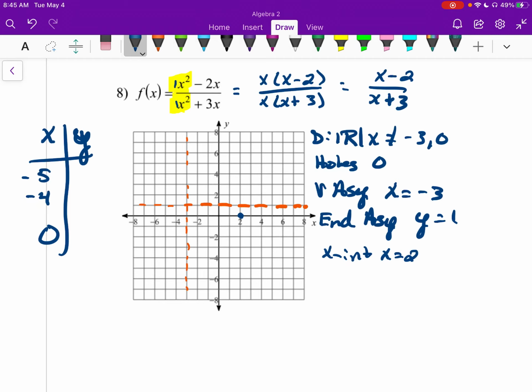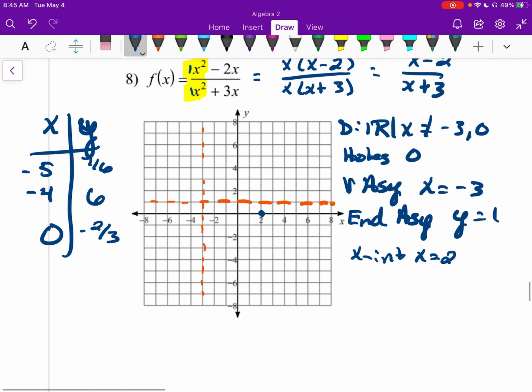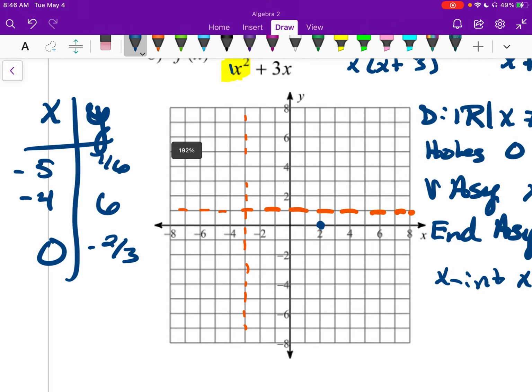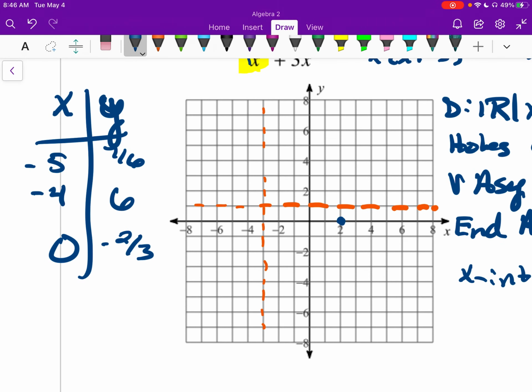Whenever I plug in -5, I think that's a 7/6. I wrote that earlier. I know it's 1 point something. We'll say 7/6. For -4, whenever I typed that in, I got 6. And whenever I typed in 0, I got -2/3. So -5, 7/6 will be somewhere in there, -4, 6 will be somewhere here. So we see that this one's going to do a swoop like that.